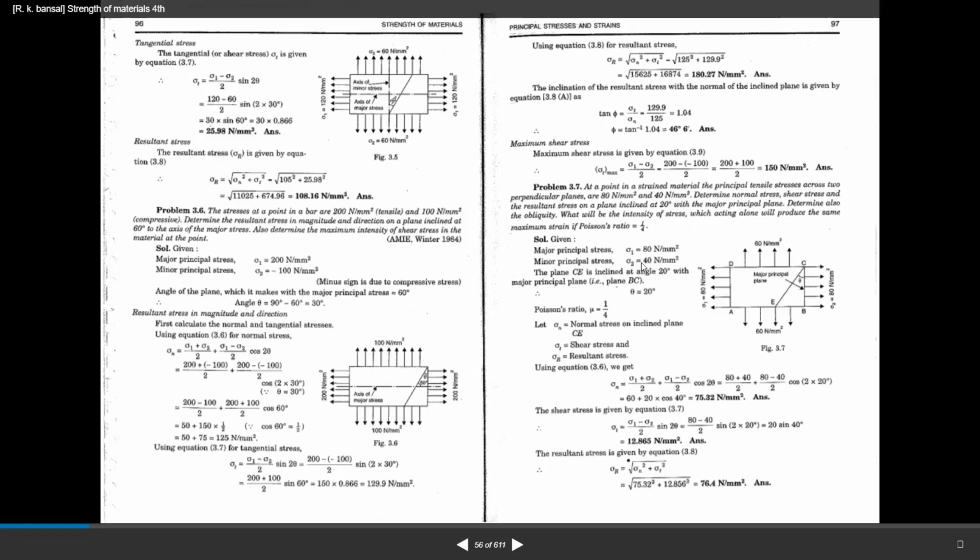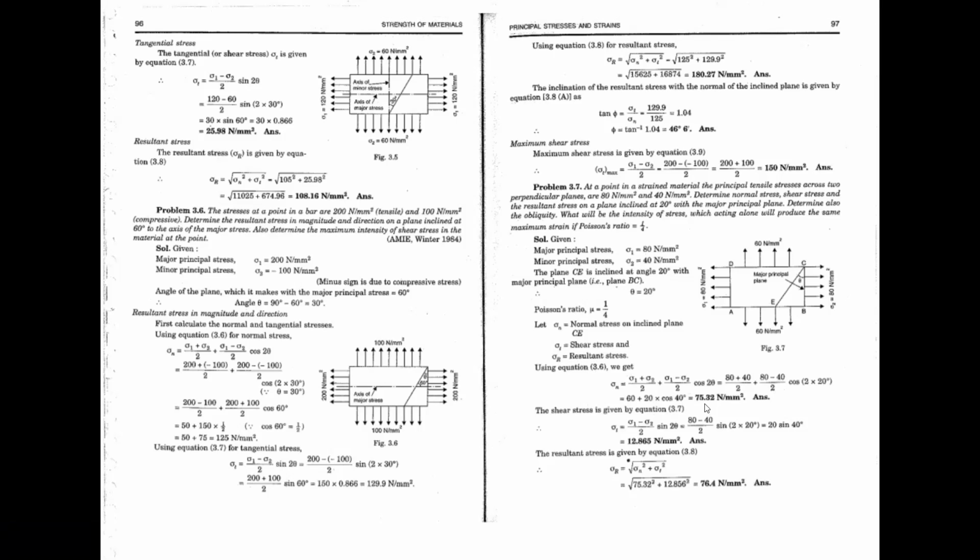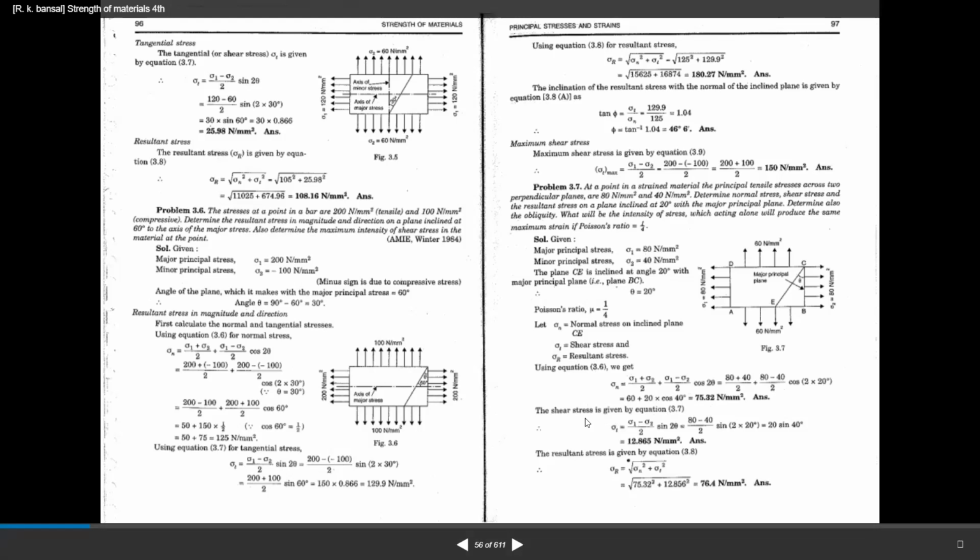Given any problem, write the given data. Theta value equal to 20 degrees. Sigma n normal stress, sigma t shear stress, sigma r resultant stress. Sigma n, you know the formula, substitute this formula, 80 plus 40 by 2 plus 80 minus 40 by 2 cos 2 theta, value 20 degrees. Finally, normal stress got the value sigma n equal to 75.32 Newton per mm square.